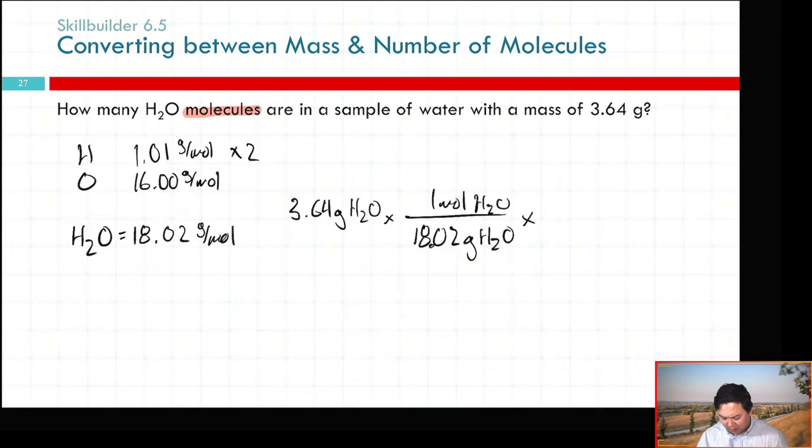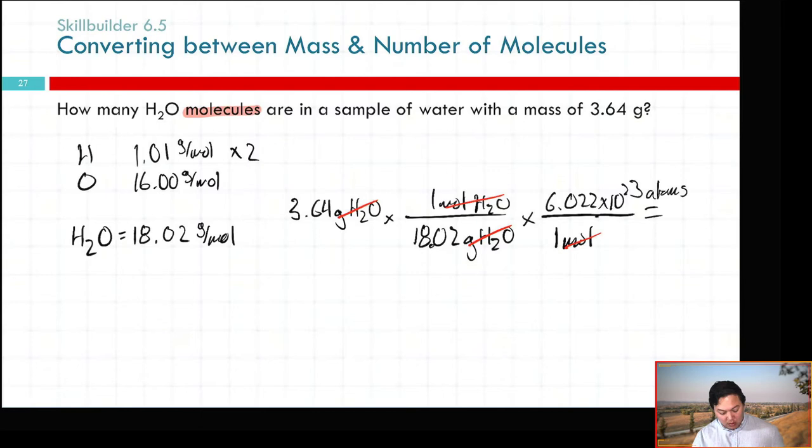So we know that 1 mole is equal to 6.022 times 10 to the 23. So we'll do 3.64 grams, right? And then we can just double check real quick. Grams. We have moles of water here. We have moles here. And we have atoms up top. 3.64 times 6.022 E23, and then divide by 18.02. So our answer will be 1.22 times 10 to the 23 molecules.